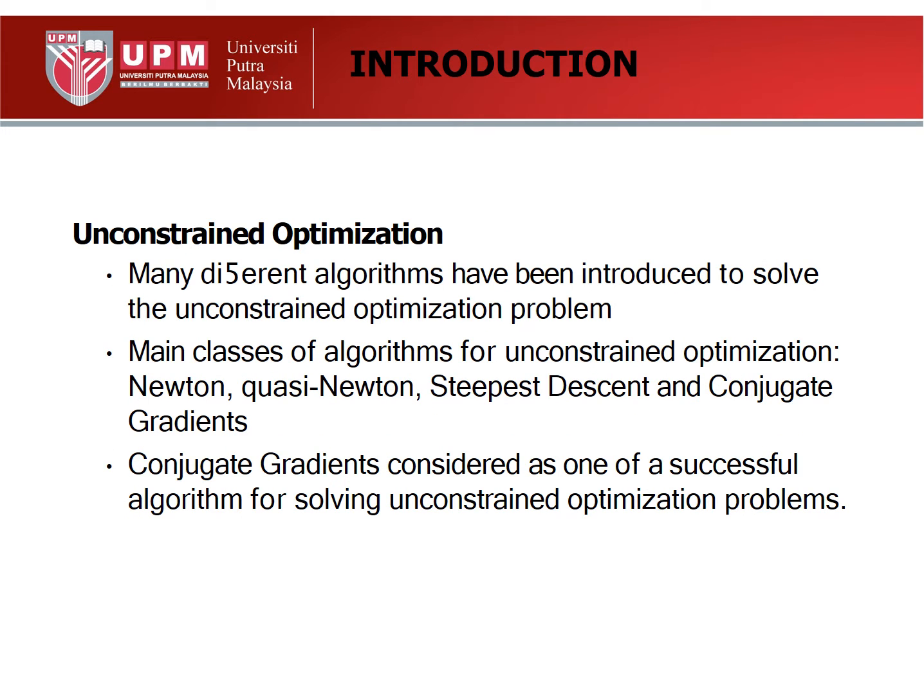So in this presentation, I will focus on unconstrained optimization. Many different algorithms have been introduced to solve the unconstrained optimization problem. There are a few main classes of algorithms for unconstrained optimization, which are Newton, quasi-Newton, steepest descent, and conjugate gradient. I will focus on conjugate gradient because it is considered one of the successful algorithms for solving unconstrained optimization problems.